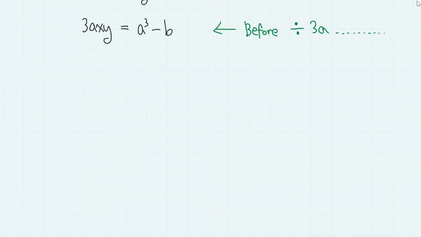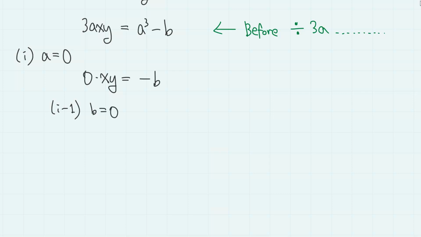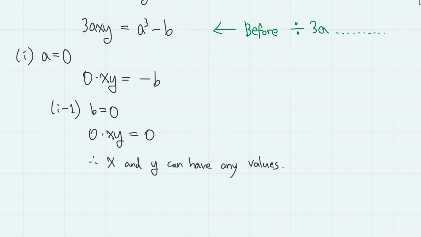I haven't divided both sides by 3a yet because we have to divide cases. If a equals 0, then we can write this as 0 times xy equals minus b. If b equals 0, then 0 times xy equals 0. Therefore, x and y can have any values.